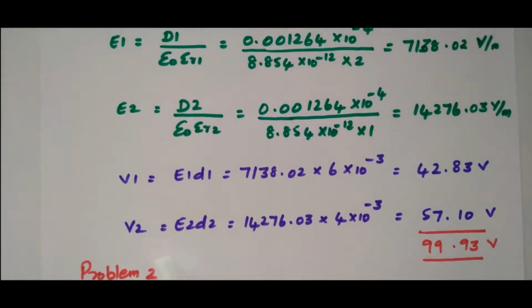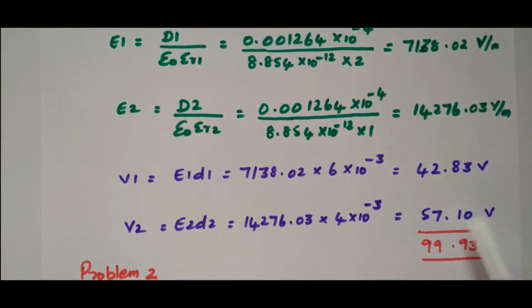Similarly, V2 equals E2 into D2. The E2 we calculated is 14,276.3 volts per meter, into D2. D2 is the air gap, 4 millimeter, 4 into 10 to the power minus 3. So by simplifying this, what we got? 57.10. So V1 will be 42.83 and V2 will be 57.10.